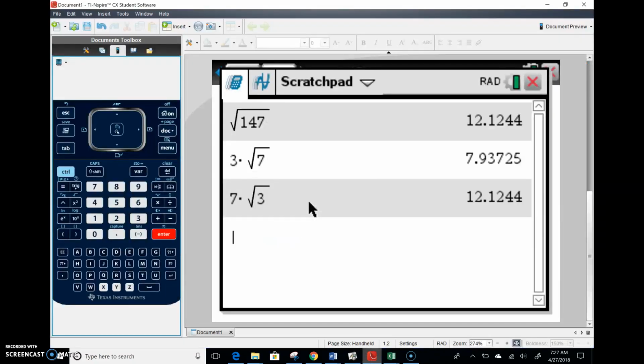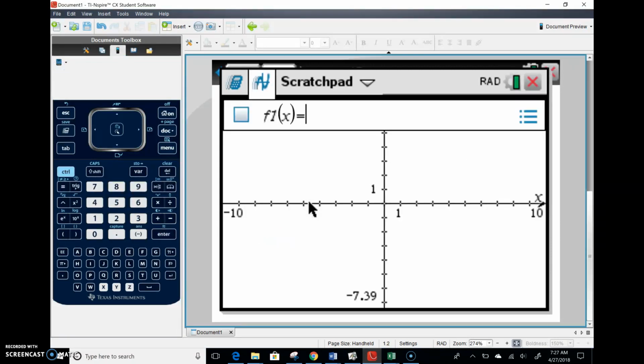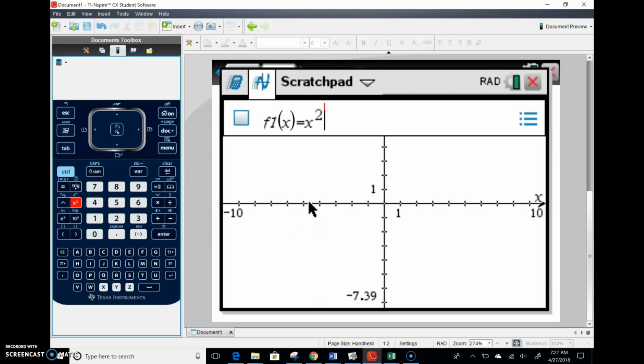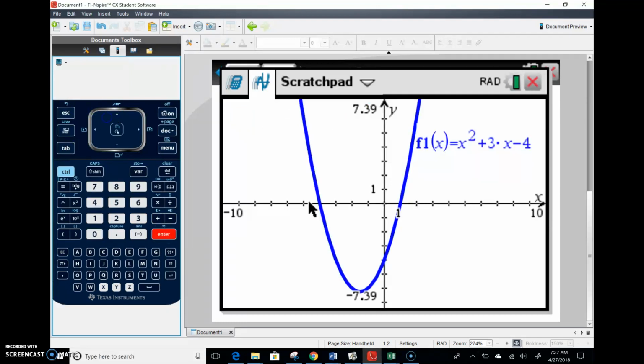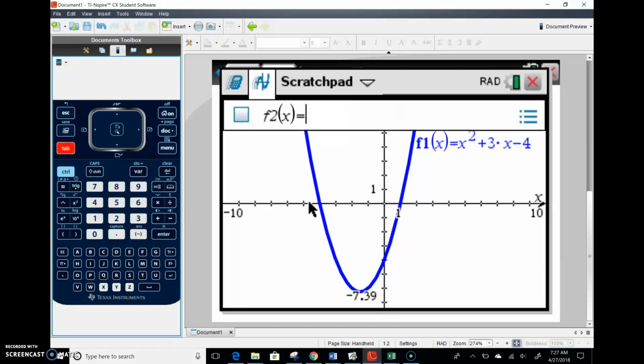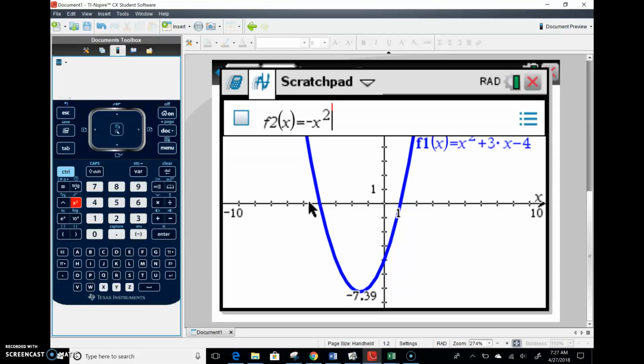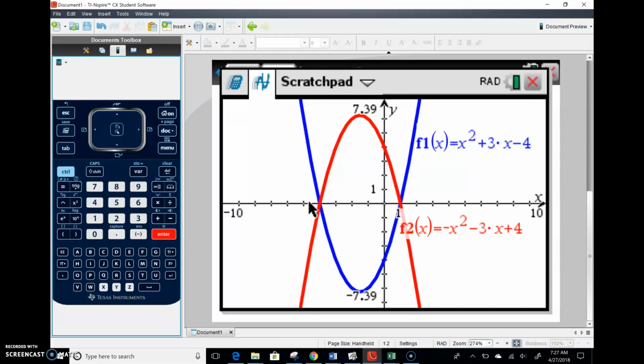So I'm going to be in graph mode this time. Under f of x, I'm going to type in x squared plus 3x minus 4. Enter. That didn't look right. Negative. So I'm going to go tab, go to my next one. Negative x squared minus 3x plus 4. Ooh, that looks good.